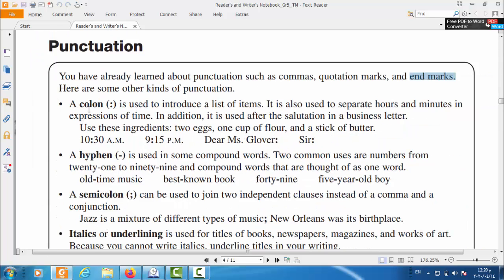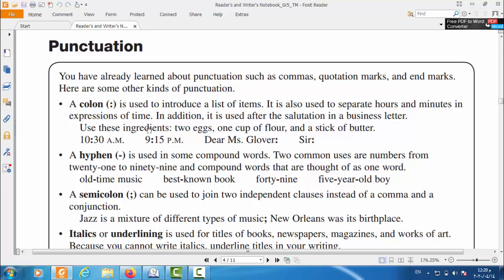Like the first one in here, this is a colon. A colon, like this one, means a point with another one above it. A colon is used to introduce a list of items. It's also used to separate hours and minutes in expressions of time. In addition, it's used after the salutation in a business letter. Salutation means when you greet somebody, the greetings in a business letter.